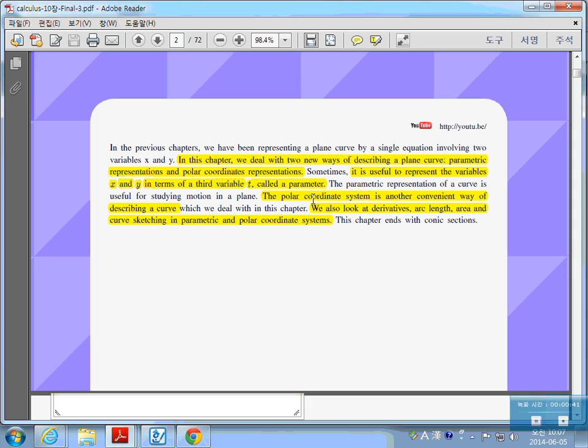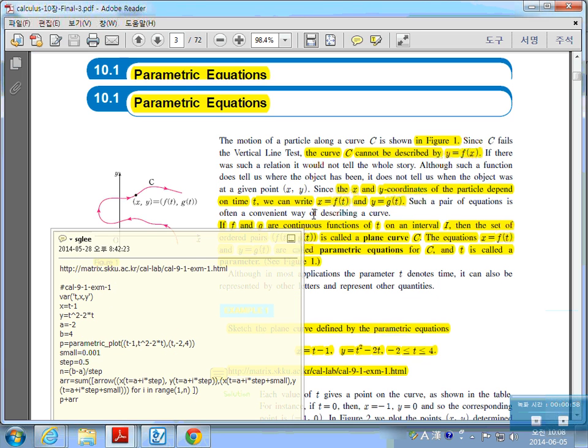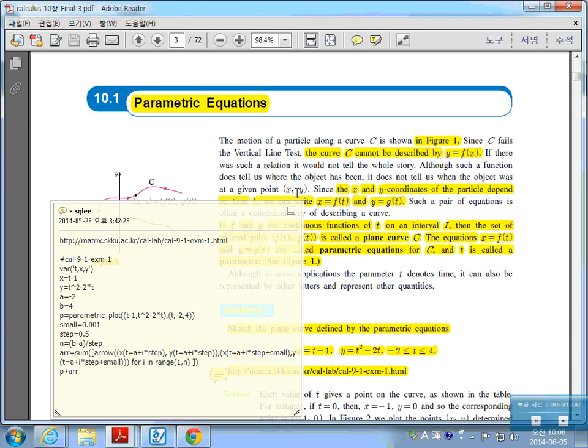The polar coordinate system is another convenient way of describing a curve. So we also look at derivatives, arc length, area, and curve sketching in parametric and polar coordinate systems. First, section 10.1, parametric equations.